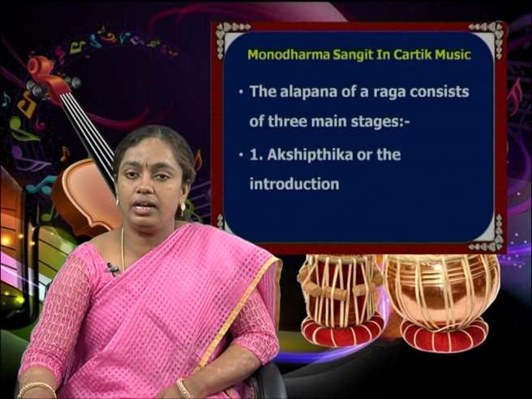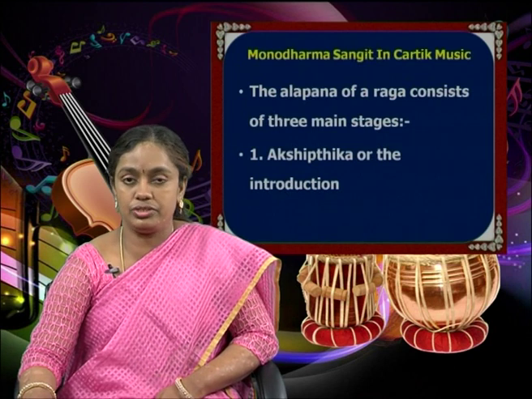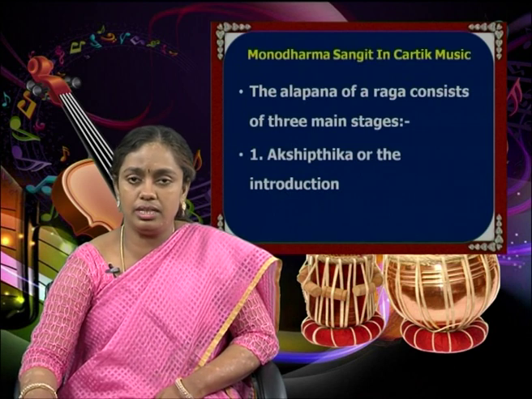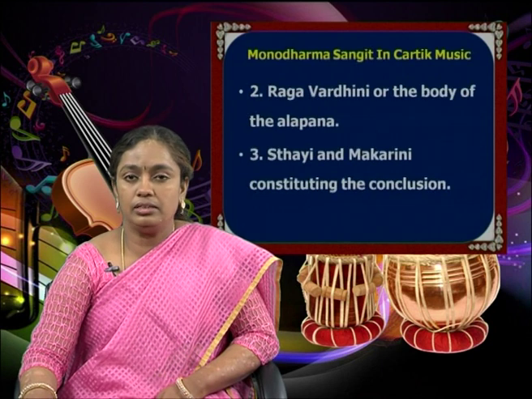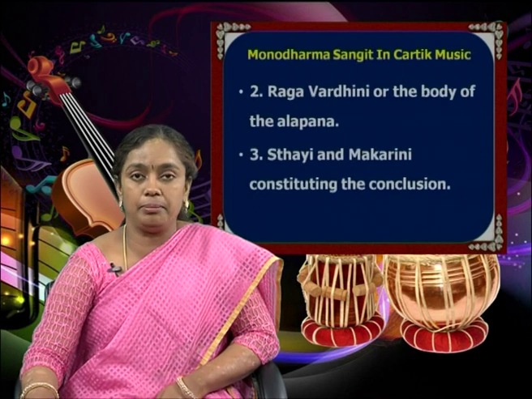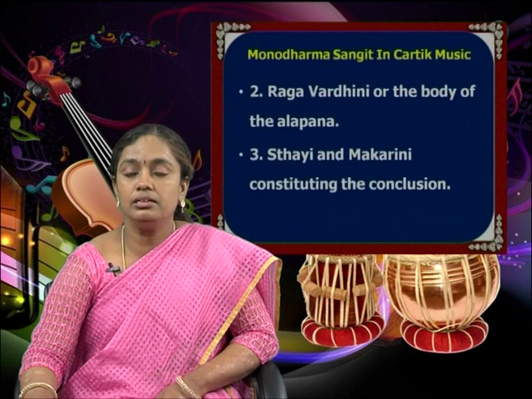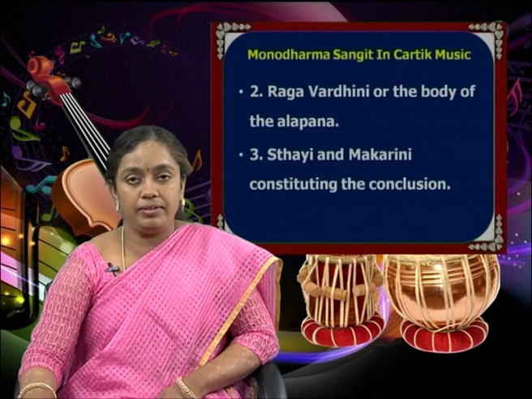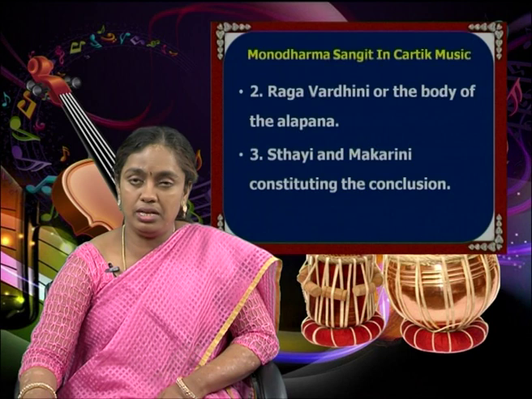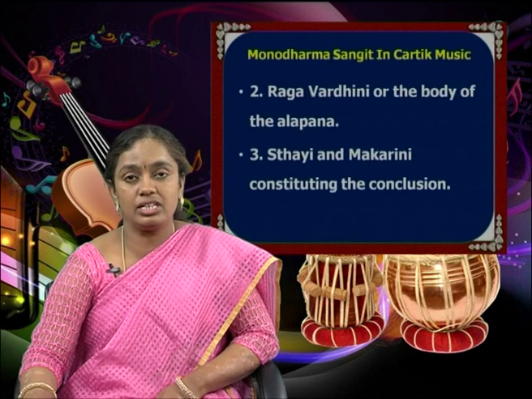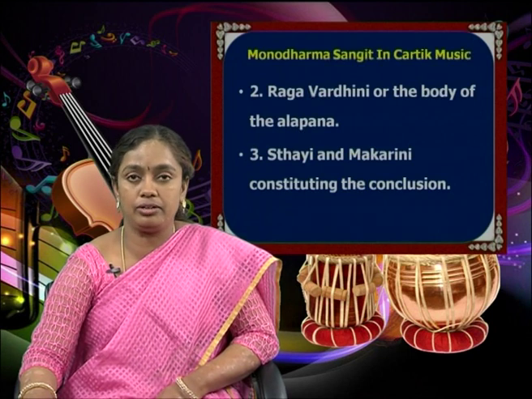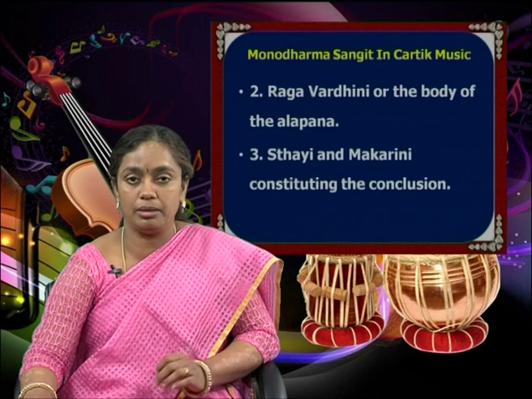The alapana of a raga consists of 3 main stages. The first stage is called akshiptika, and it is the introduction part of raga alapana, where the alapana starts at adhara shadjamam and covers all the notes below the adhara shadjamam. That is the akshiptika part, the first part of raga alapana.